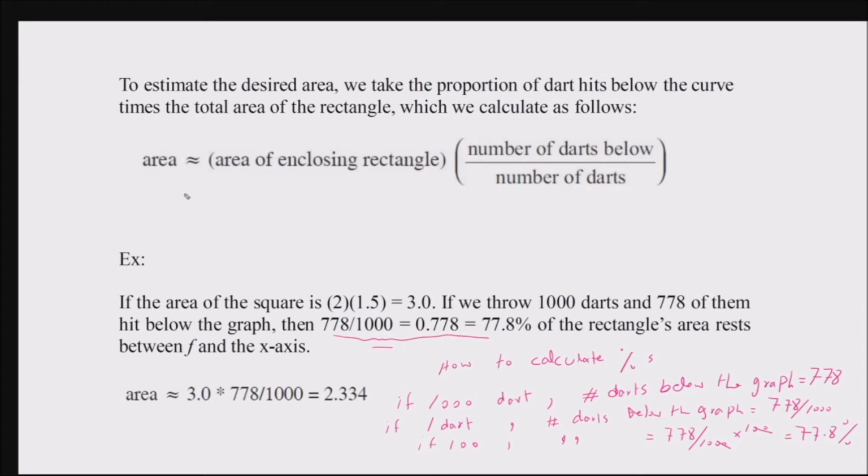But anyway, how to calculate the area is you just get the area, multiply by 778 divided by 1000, which means number of darts below the graph divided by the total number of darts you throw, right? Alright, so I can ask one extra question here. How many darts hit above the graph? That will be equal to 1000 minus 778. This is how much it will hit if your graph is like this area right here.